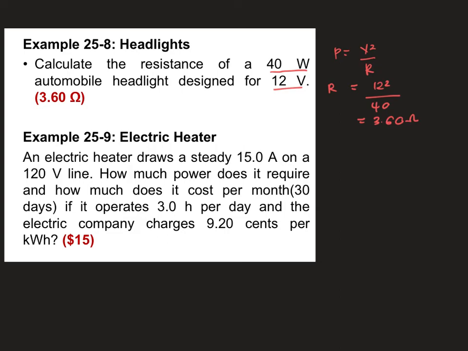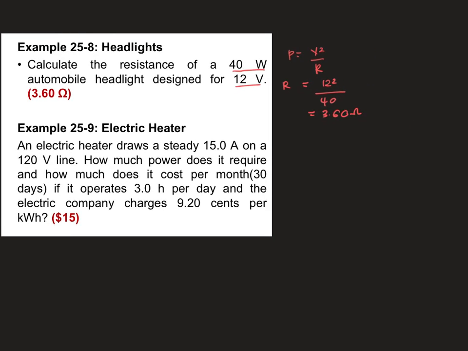Now we are going to calculate the cost. When we use an electric heater, the electric heater draws a steady current of 15 ampere, and the voltage that we are going to use is 120 volt. The question asks you to find how much power it requires and how much it costs. To find the power, you can use power equals IV, which is 15 multiplied by 120. You are going to get your answer, 1800 watt, or 1.8 kilowatt.